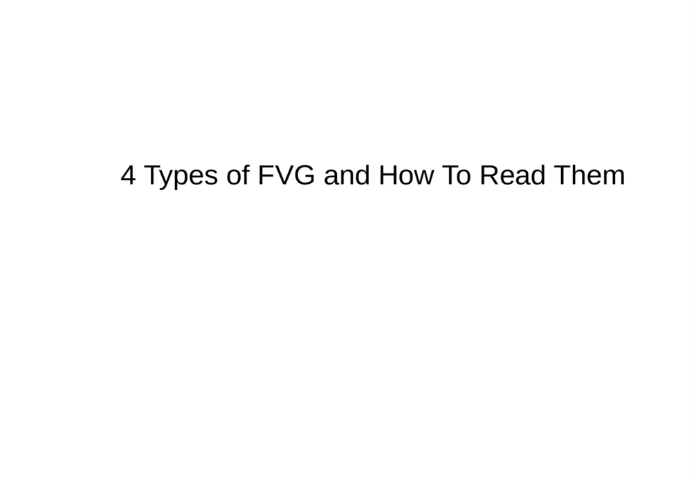So in this lesson, I'm going to be breaking down fair value gaps into 4 categories: type C, type B, type A, and A+. And the closer we get to A+, the stronger the reaction we want to see. Before we grade them, let's quickly review what a fair value gap is.